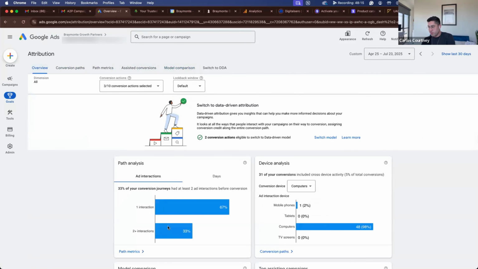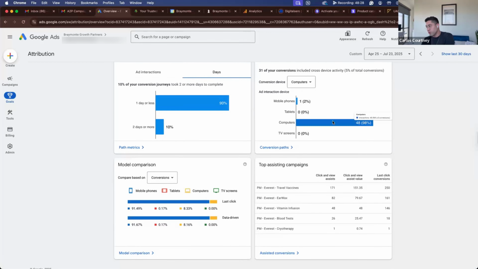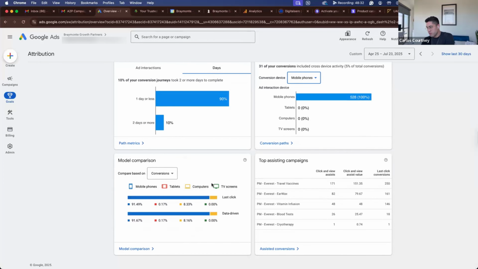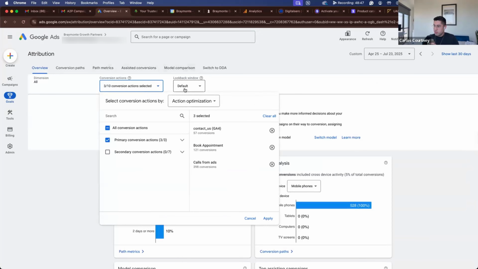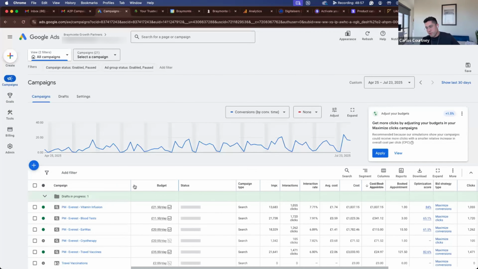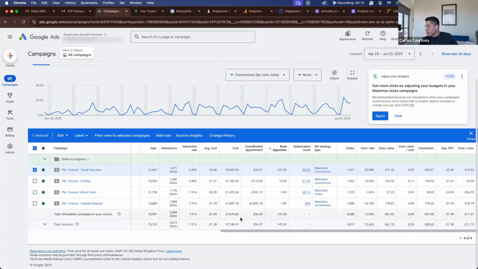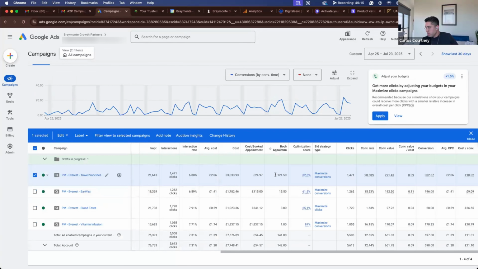If I go back to overview and then days, your customer journey took 2 or more days to complete. 90% is 1 day or less, and a lot of it's hit on mobile 3 or 4 times. It's good. Yeah, the travel vaccine campaign seems to be the winner out of the ones that had gone. Let's filter this. Travel vaccine has the most booked appointments by far, and cost per booked appointment is significantly lower.